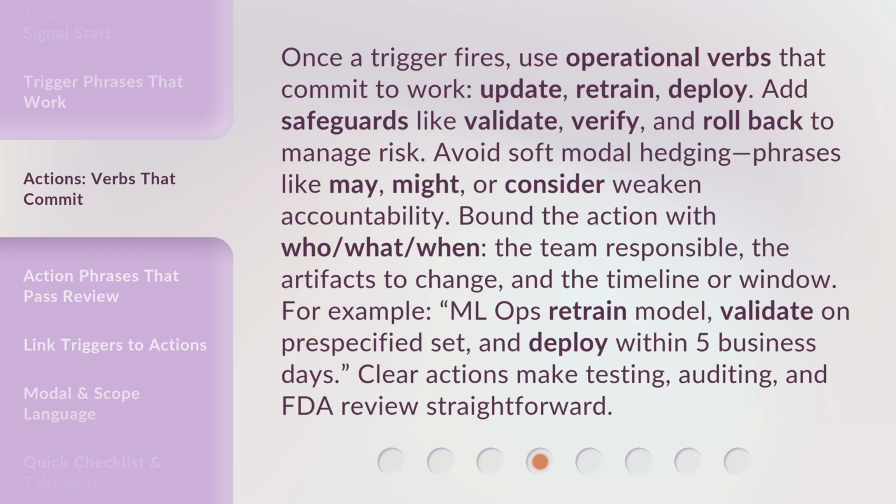Once a trigger fires, use operational verbs that commit to work. Update, retrain, deploy. Add safeguards like validate, verify, and roll back to manage risk. Avoid soft modal hedging; phrases like may, might, or consider weaken accountability. Bound the action with who, what, and when: the team responsible, the artifacts to change, and the timeline or window. For example, MLOps retrain model, validate on pre-specified set, and deploy within 5 business days. Clear actions make testing, auditing, and FDA review straightforward.